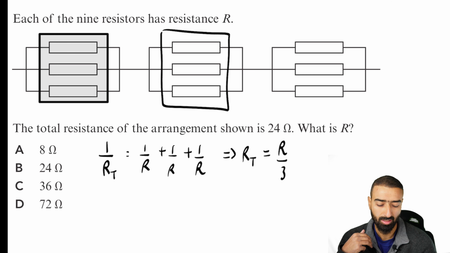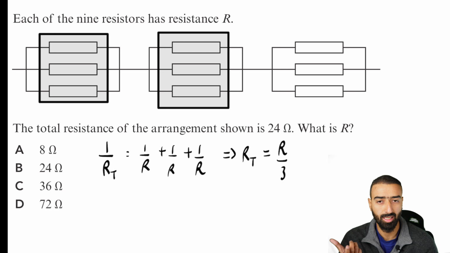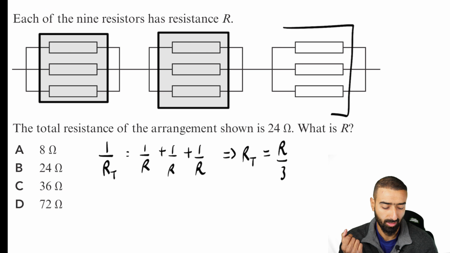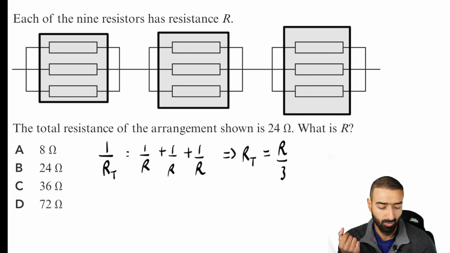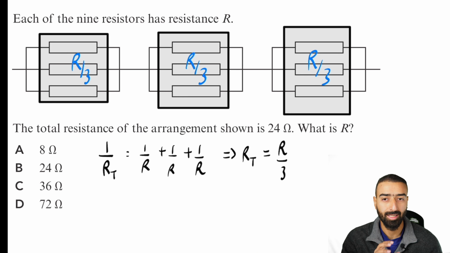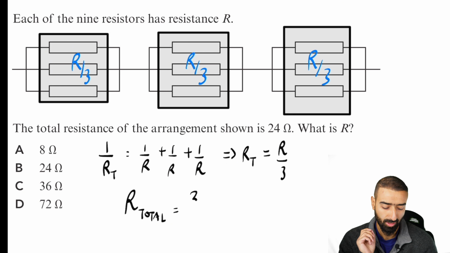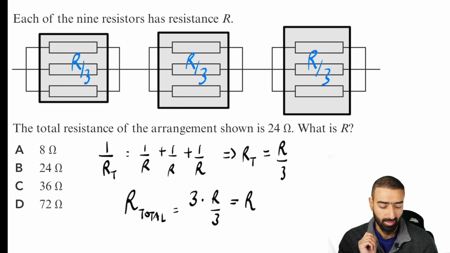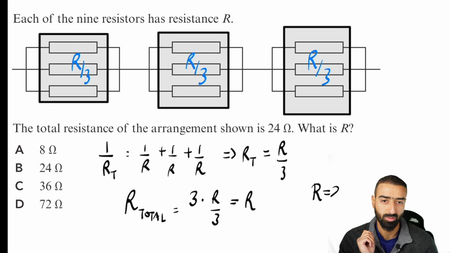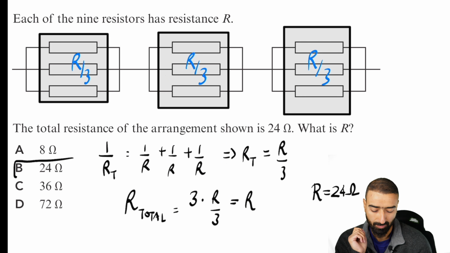The resistance of this parallel block is going to be the same, R over 3. And it's going to be the same for this one. In other words, we have R over 3, R over 3, and R over 3. All 3 of them are connected in series. That means the total equivalent resistance is 3 times R over 3. That is simply R. And since the total resistance is 24 ohms, we get R is equal to 24 ohms. And that solves the first problem.